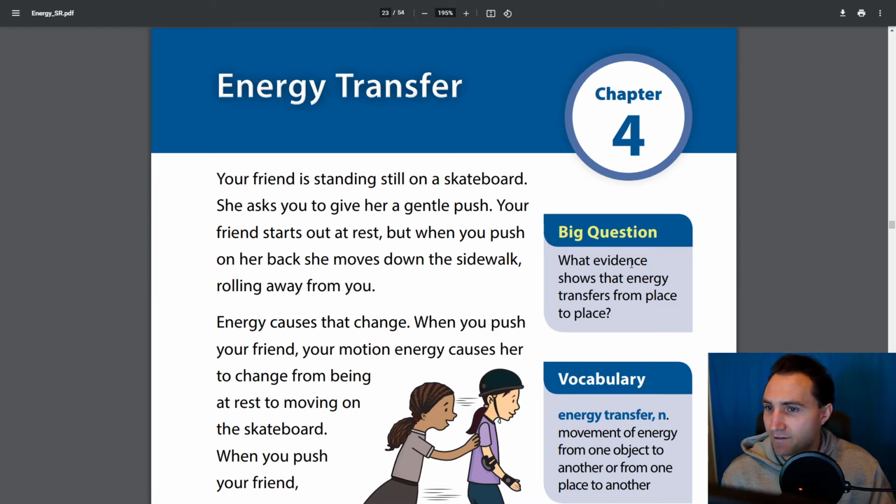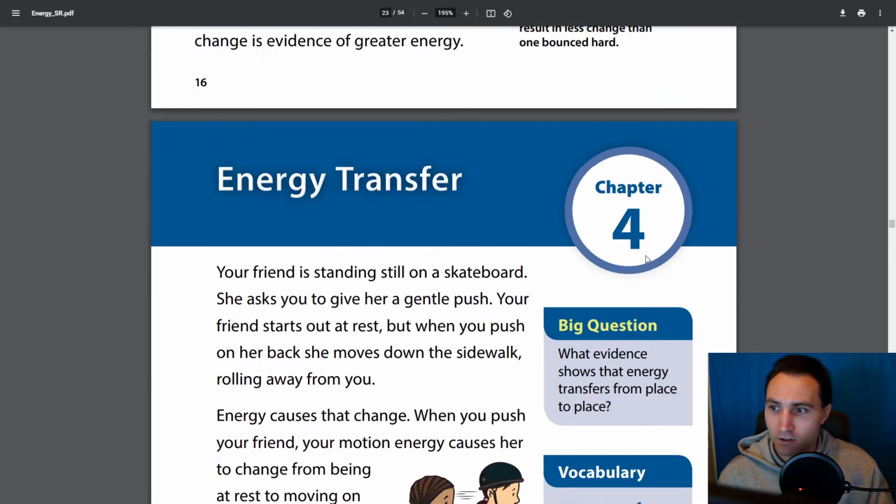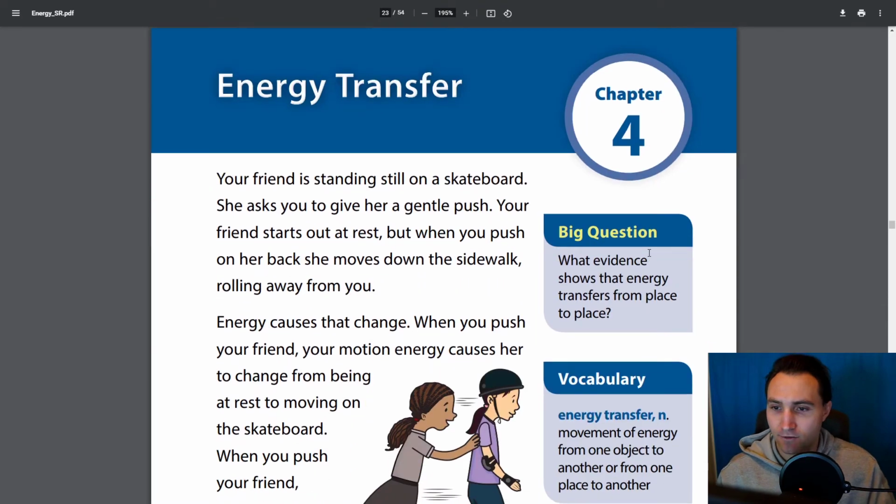And so we're going to dive into chapter 4, learning a little bit more about energy transfer. So let's call attention to the big question. What evidence shows that energy transfers from place to place? As we read, let's learn and look for answers to this question. What evidence shows that energy transfers from place to place?